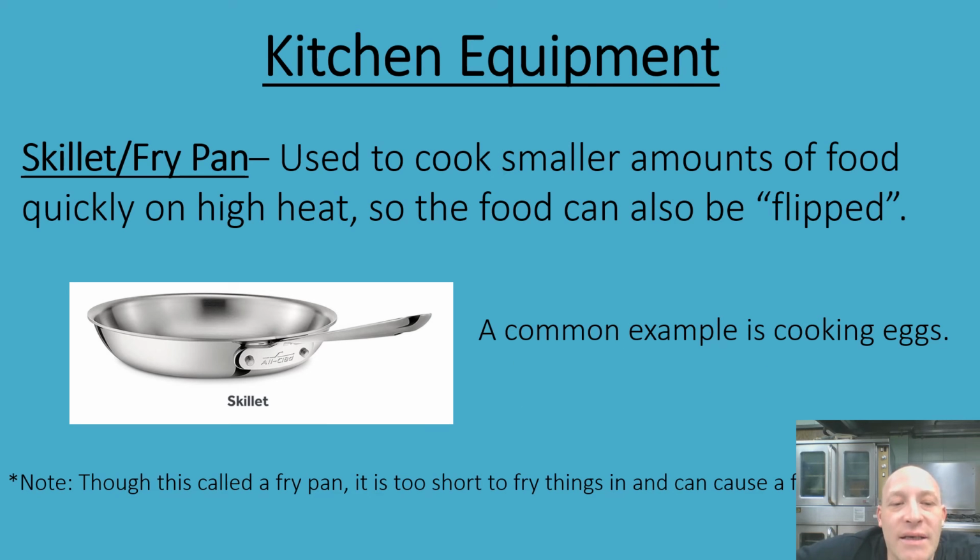This is called a skillet or sometimes a fry pan. It's used to cook smaller amounts of food quickly and on high heat. And it has curved sides so that food can be flipped. A common example is cooking eggs. Notice at the bottom it says, this is also called a fry pan, but it's too short to fry things in. If you fry things in this, it might cause a fire. So we call it a skillet.